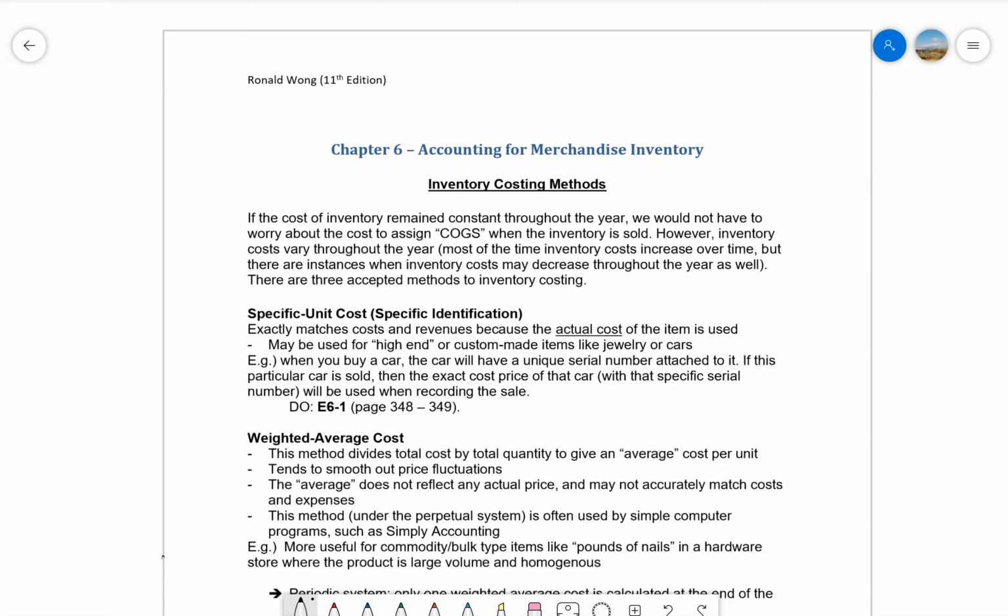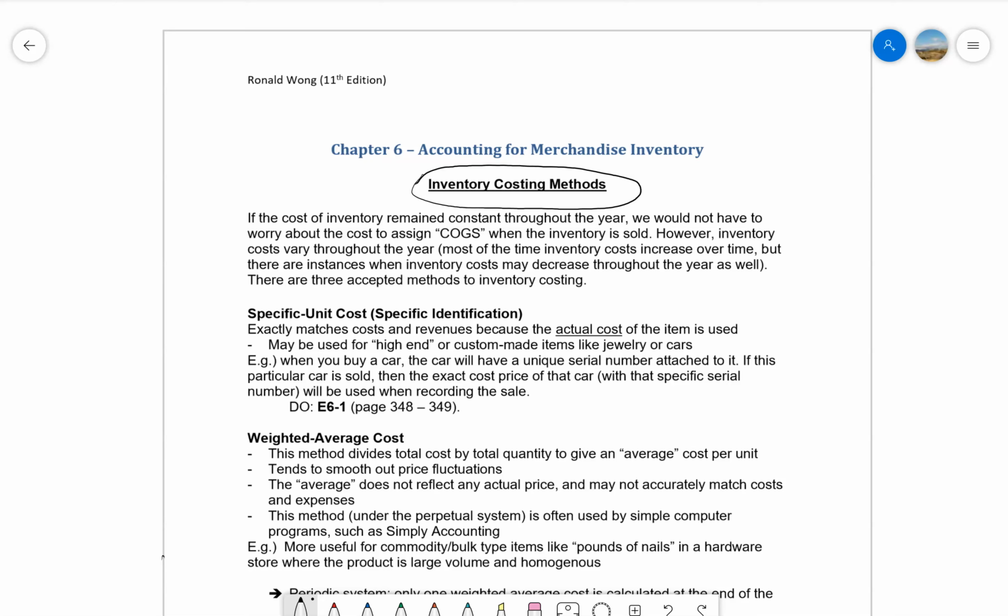In this Chapter 6 tutorial, we're going to go through accounting for merchandise inventory. The main topic is going to focus on what we call inventory costing methods. Now, we learned in Chapter 5 that when you have a merchandising operation, the company will buy inventory and then they will sell it. The question is, though, if inventory prices are always changing, how do we account for the cost of goods sold? Do we use the cost of goods sold based on the inventory that we bought earlier or the inventory that we bought later?